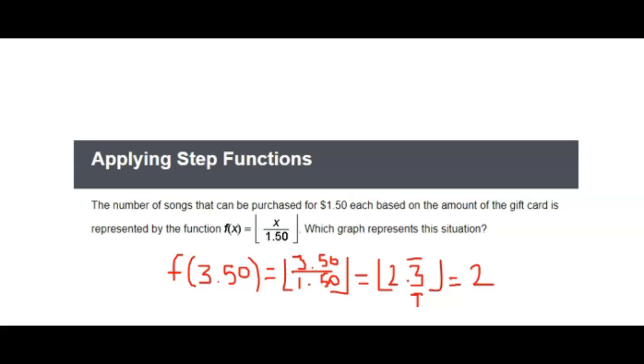Now, what would happen if I wanted to get three songs? Well, I would have to have $4.50 to hit that threshold. Now, I want you to take a minute and think about this function. Think about the greatest integer function in this scenario. Look at your four graphs on your guided notes. Decide which graph makes the most sense in terms of this real life scenario.